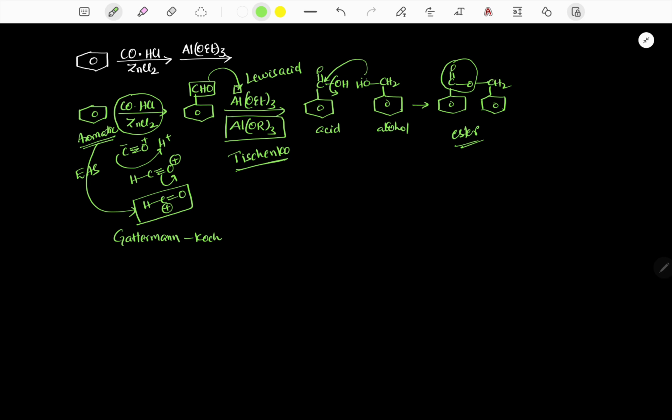You can say the compound name is benzyl benzoate. Benzyl benzoate.